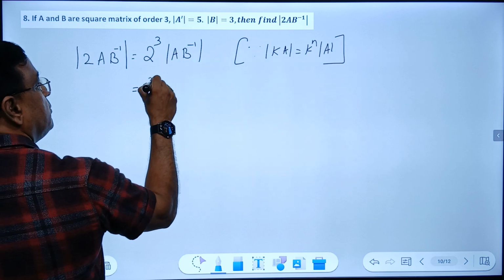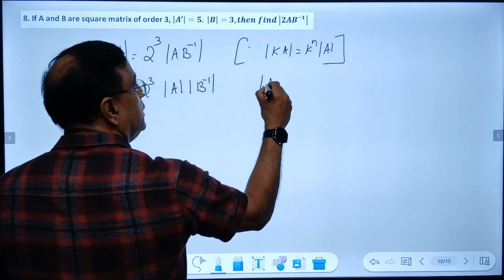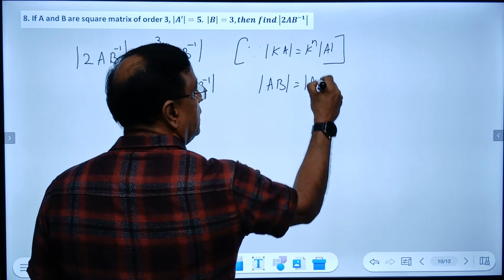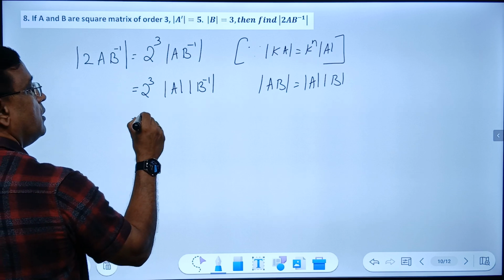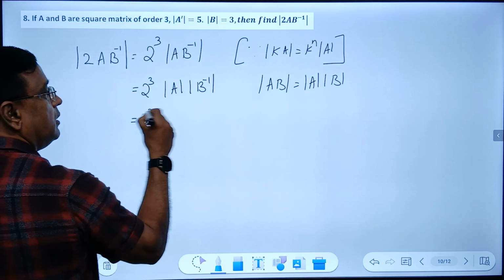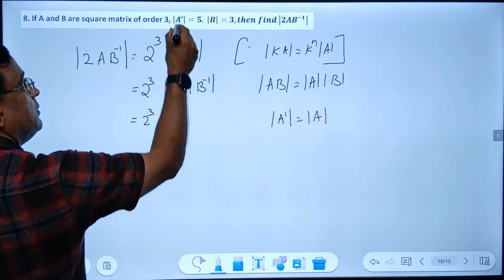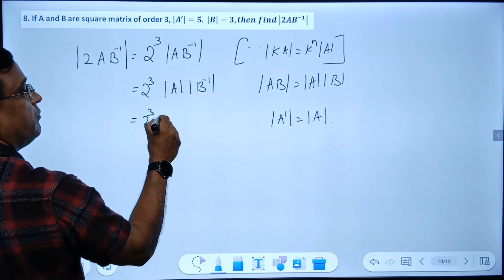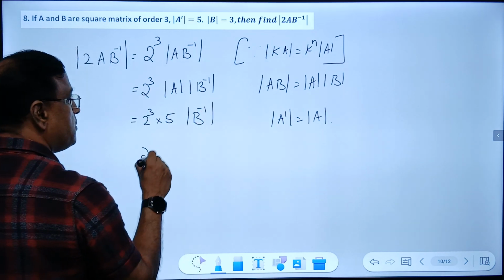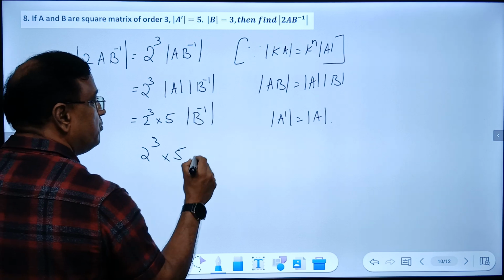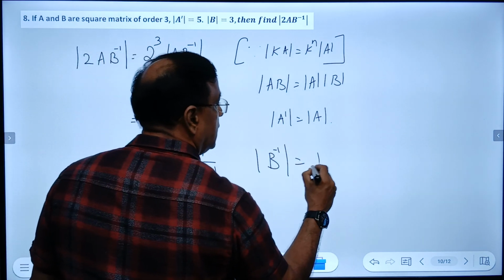Now next what do I do? I use this property. What is that? Determinant A into determinant of B inverse. Determinant AB is determinant A into determinant B. It can be split. And this is 2 power 3. Determinant of A transpose is the same as determinant of A. So determinant of A transpose is 5, so determinant of A will also be 5. Correct? Now I am going to use this property: the determinant of B inverse is 1 by determinant of B.